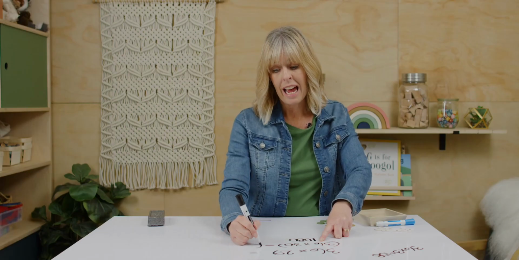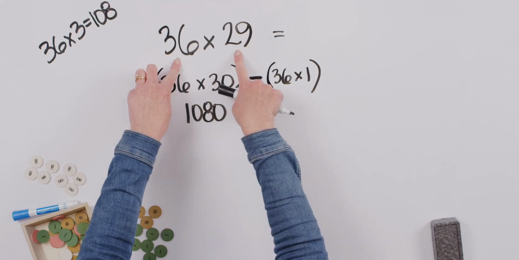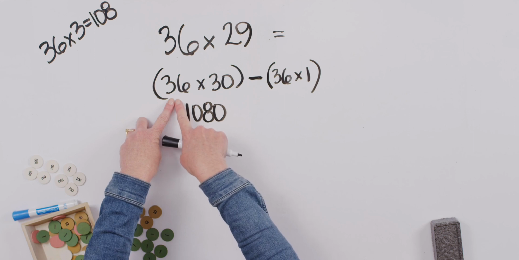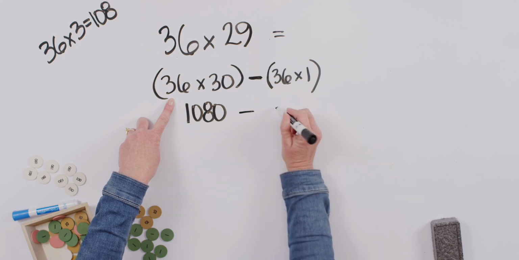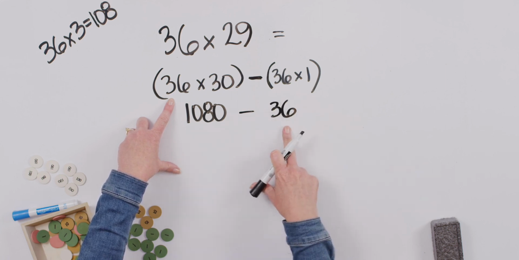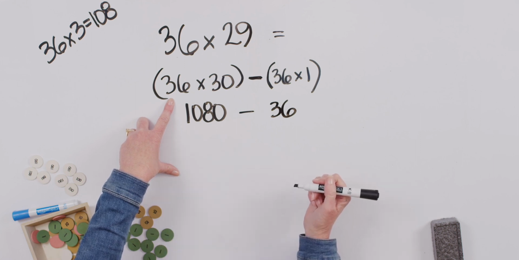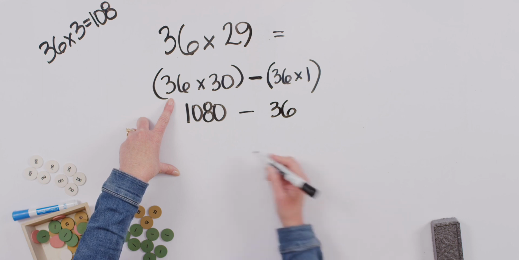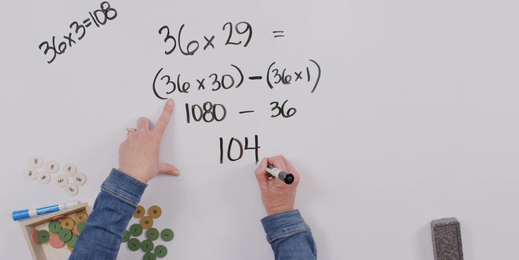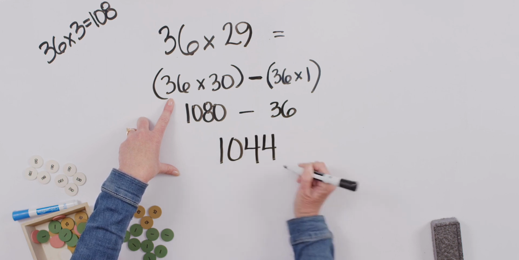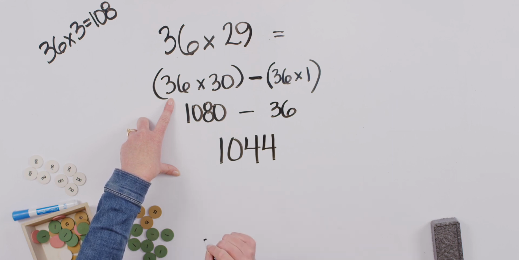We'll need to subtract one of those groups of 36, okay? Because we only have 29, but we're doing 30 groups of 36. We need to make sure we subtract one of them to get our 29. So 36 times 1 is going to give us 36. And then if we take this away from 1,080, what might we get? I'm waiting. Think about it. Am I right? Is that right? 1,044? Good job.